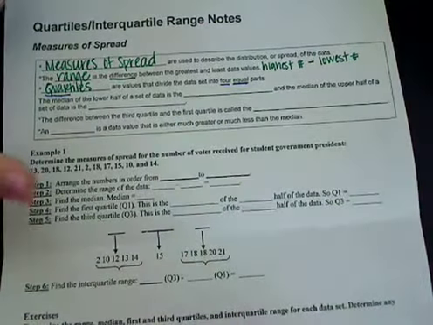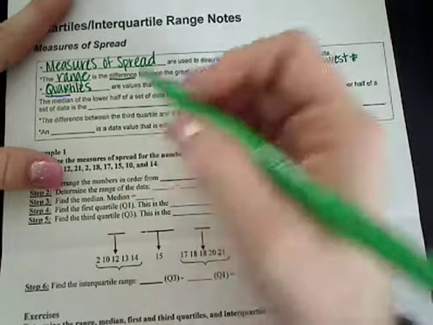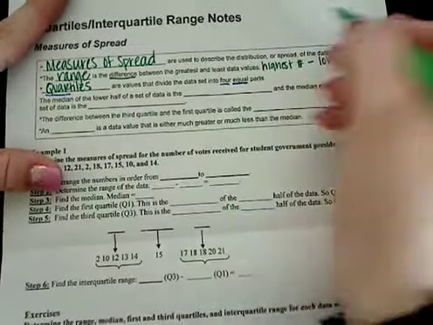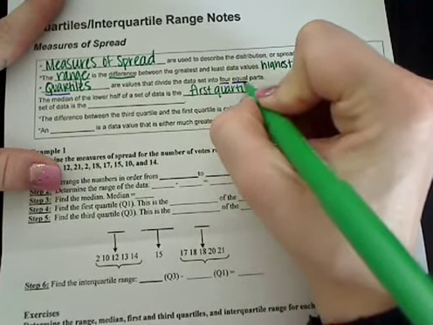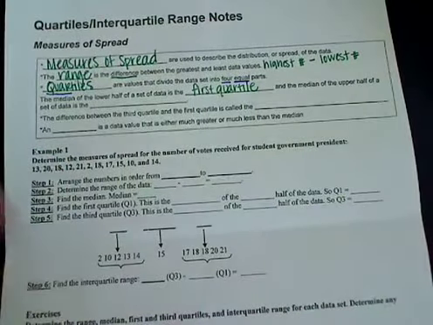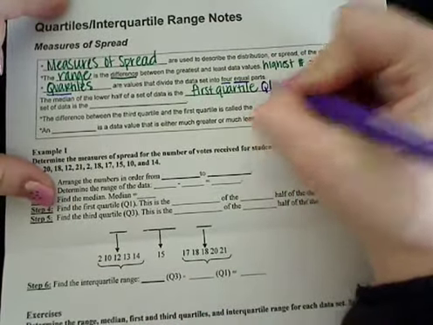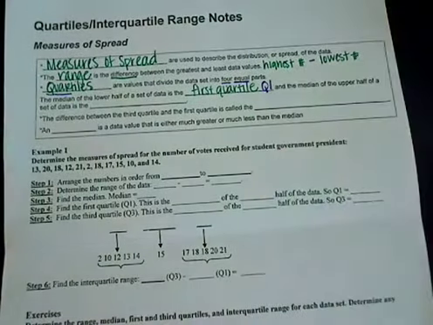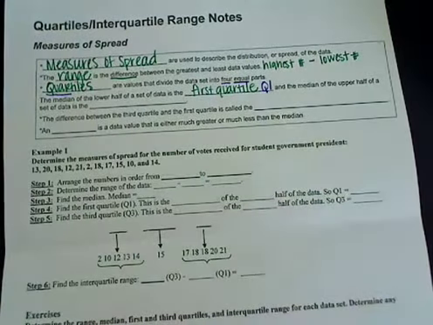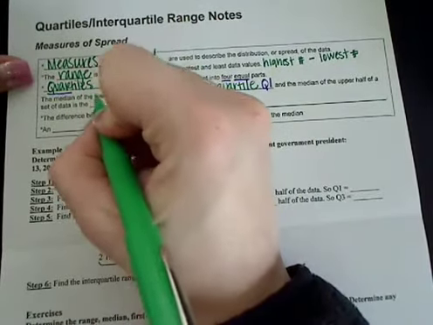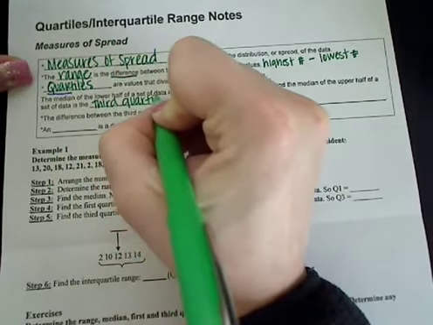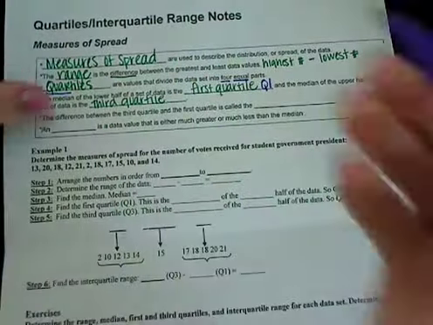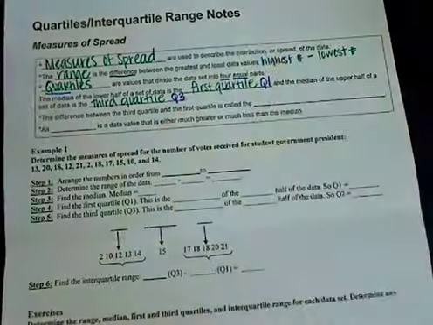Okay, the next one, the median of the lower half of the set of data is called the first quartile. Okay, and we abbreviate that by a lot of times writing Q1, quartile 1, or first quartile. And then the median of the upper half of the set of data is called the third quartile. And we abbreviate that with a Q3.